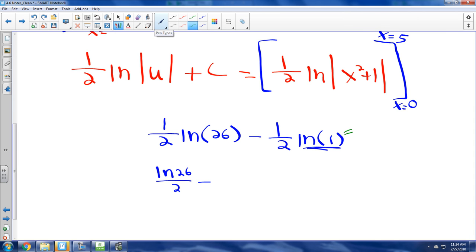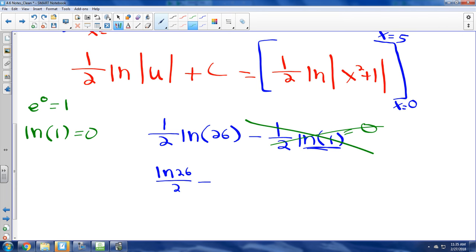That's a big question. So we know that e to the 0 is equal to 1. And that should be really in our brains at this point in time. If we know e to the 0 is 1, we can reverse it to say that ln of 1 is equal to 0. So this whole term is equal to 0. So really our answer is ln of 26 over 2. And that is actually the area under the curve.